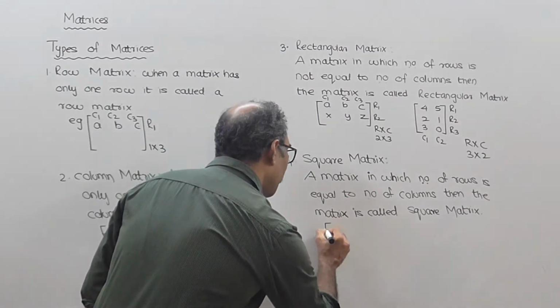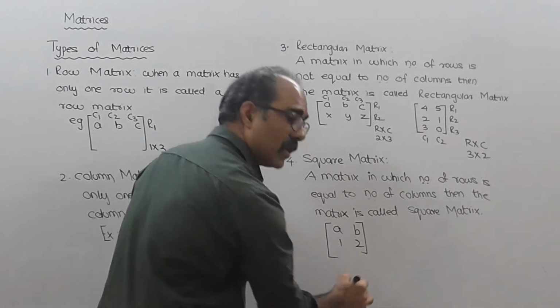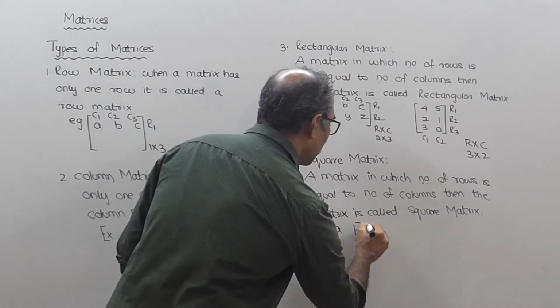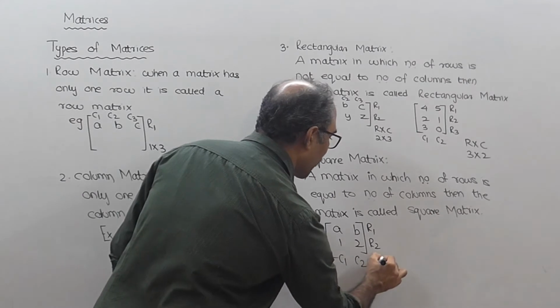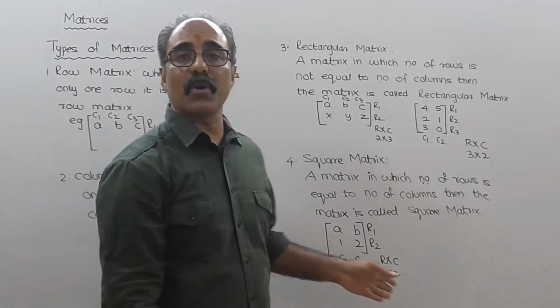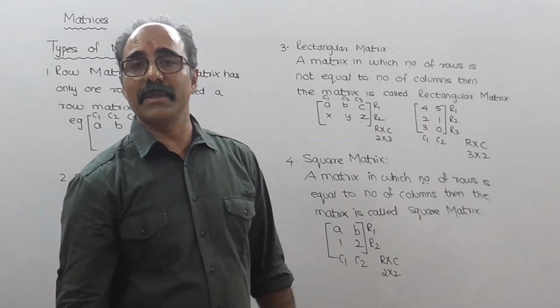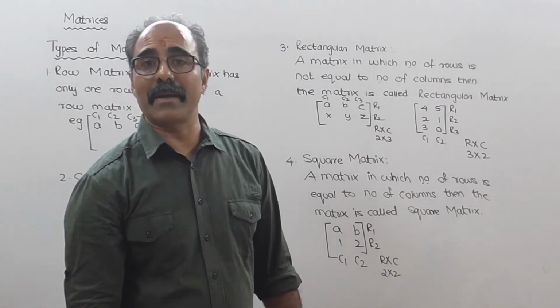So, suppose you have A, B, 1, 2. How many rows are there? This is row 1, row 2. Column 1, column 2. Can I say this is a matrix of the order 2 by 2? So can I say the number of rows is equal to the number of columns? Yes. Therefore it will be classified as a square matrix.